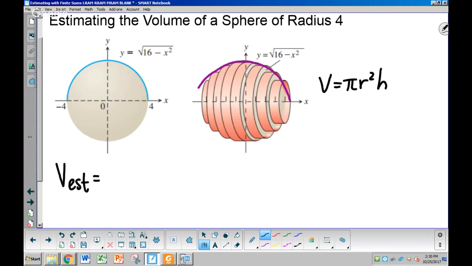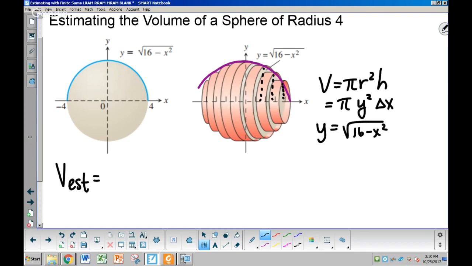All right, so the volume estimate. What is going to be the same for each one of these? The heights of these. So what is the height? It's just delta x, isn't it? What is r? It's y, but what is y? y squared is 16 minus x squared, where y is equal to the square root of 16 minus x squared. You agree with that? Yes.